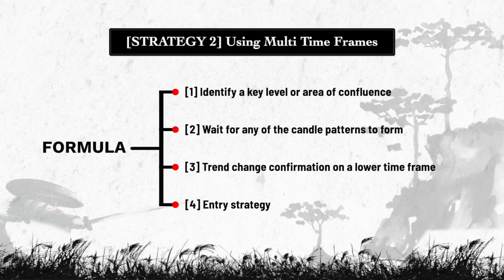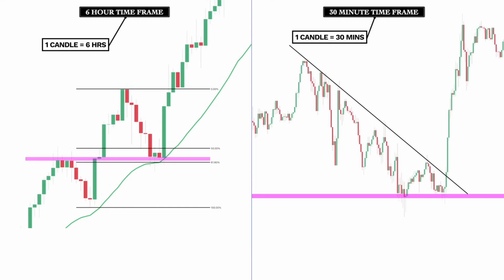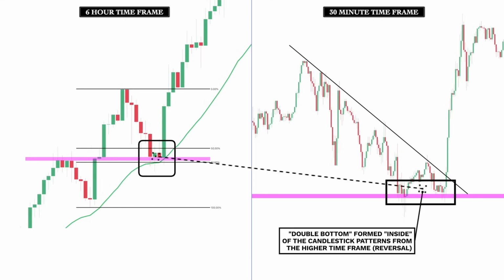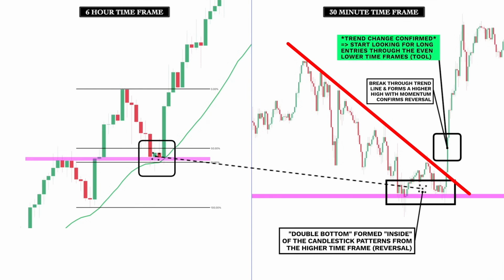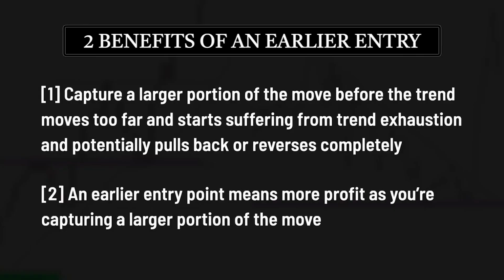Now, let's apply multi-time frames. In an uptrend, a long wick forms on the 6-hour at a confluence. Jump to the 30-minute: you see a double bottom, trendline break, and higher high, a long entry earlier than on a higher time frame. Why? Early entries mean less exposure to trend exhaustion.